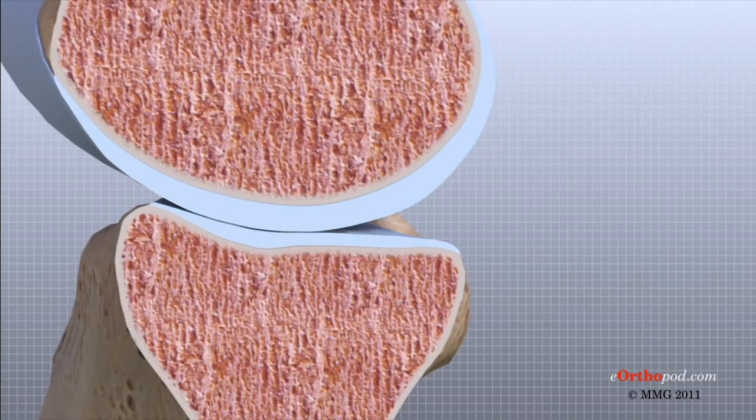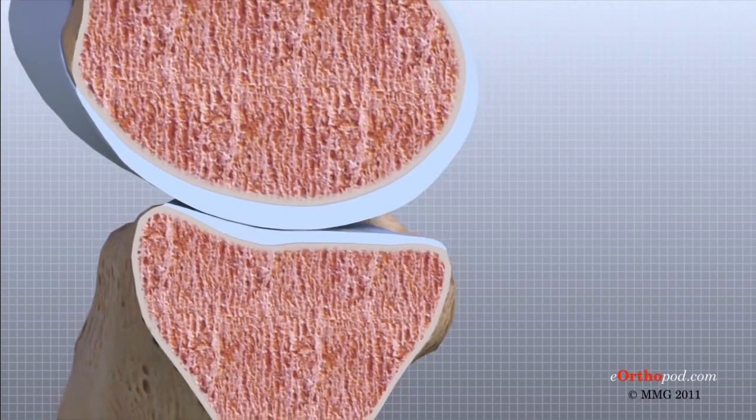We have articular cartilage essentially everywhere that two bony surfaces move against one another or articulate. In the knee, articular cartilage covers the ends of the femur, the top of the tibia, and the back of the patella.